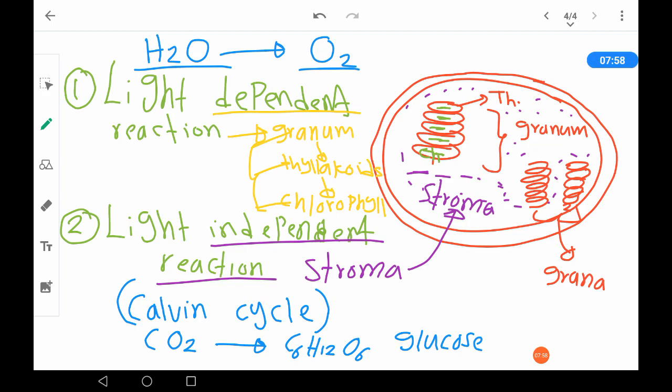I hope it's clear, and these are the most important points, and in a brief way I explained it. And now let us solve the questions that are related to the photosynthesis process that we have in SAT.